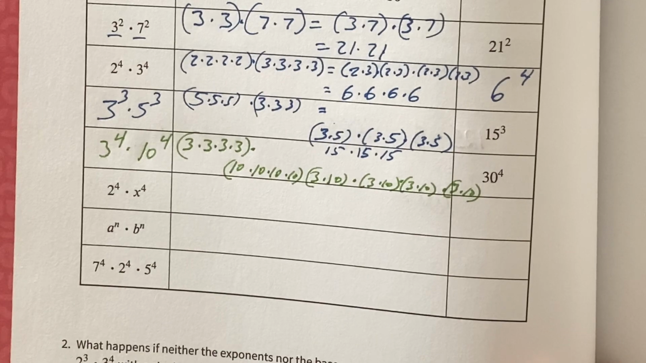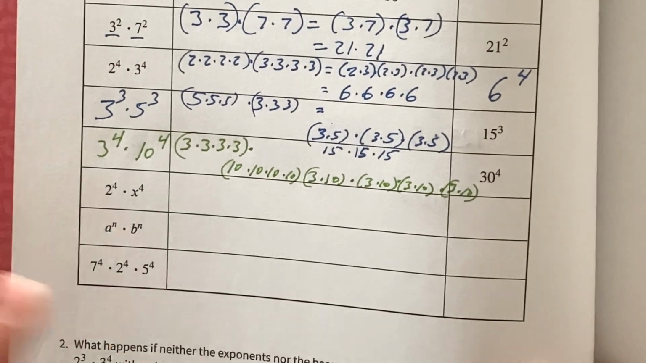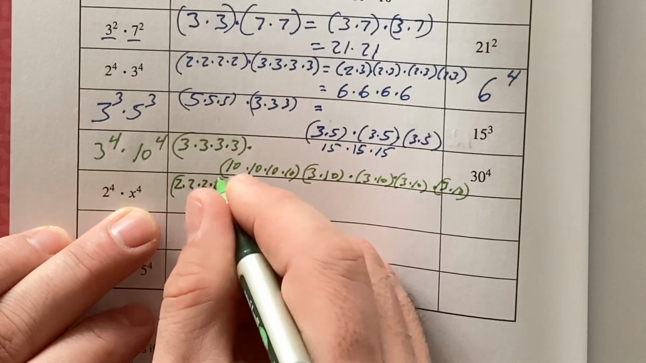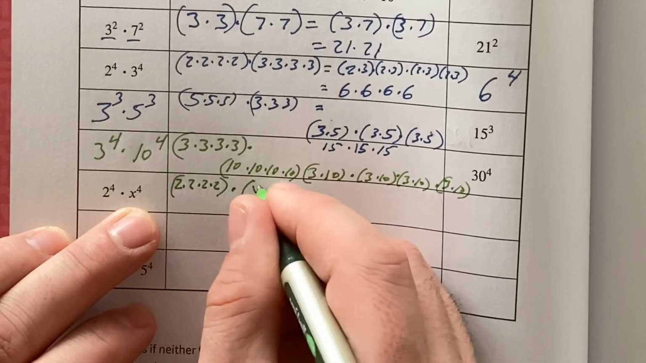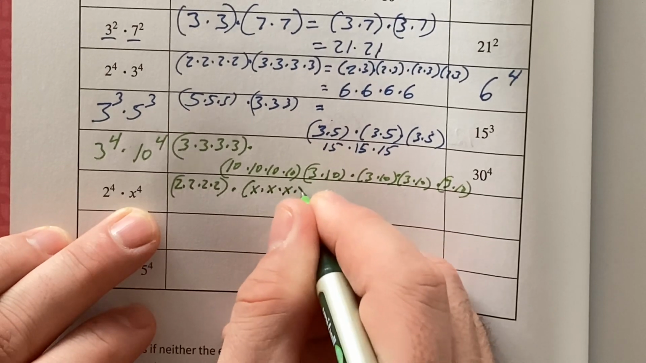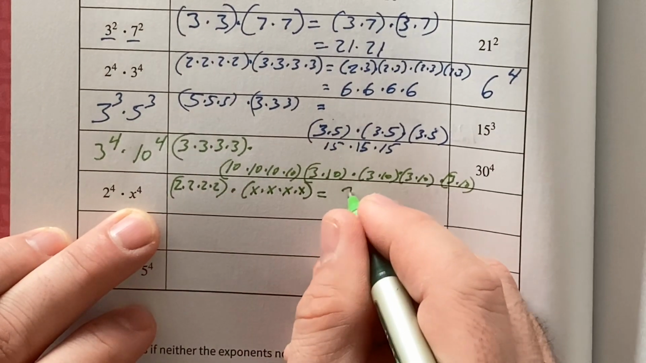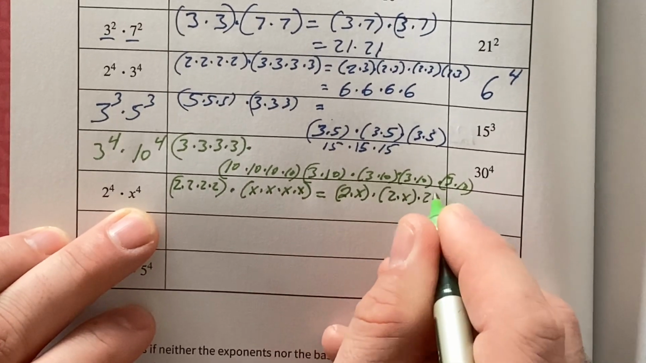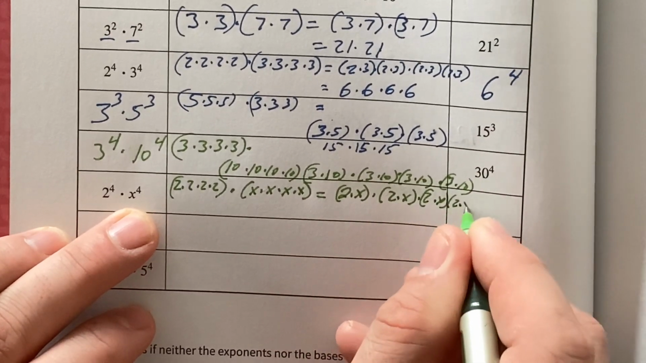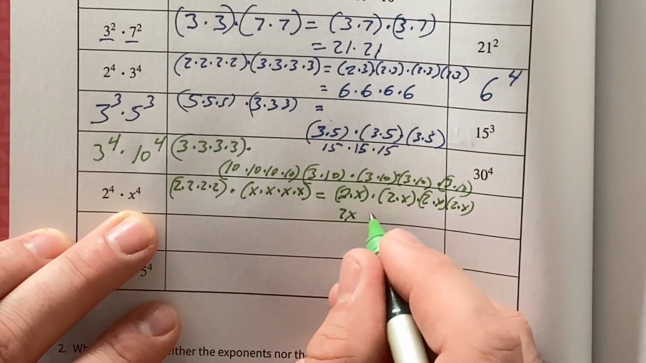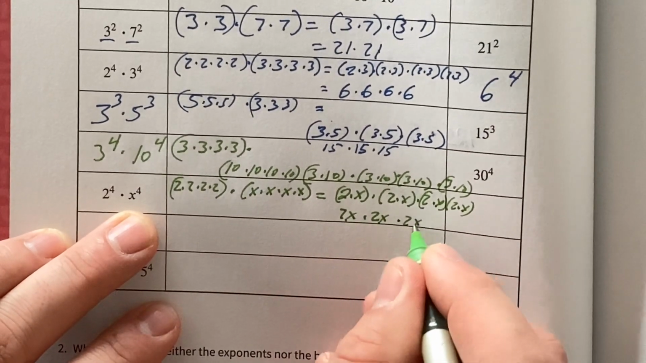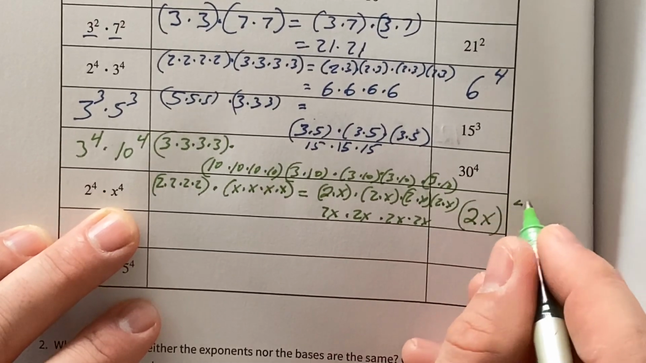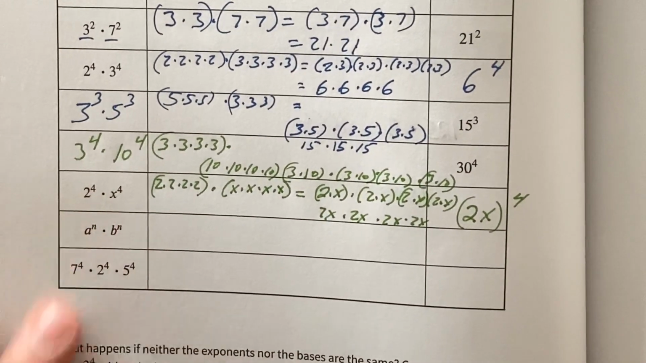Okay, how about the next one? I have 4 2s and 4 x's. Or I could take 2 times x 4 times. So 2x, 2x, 2x, 2x, or I can say I have 2x. I have 4 of them.